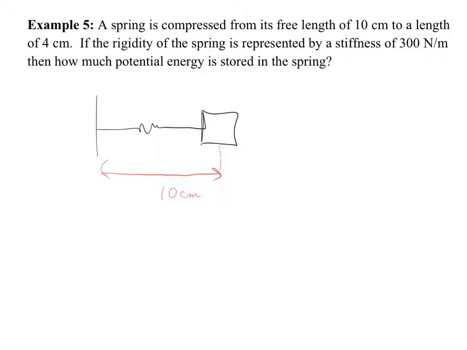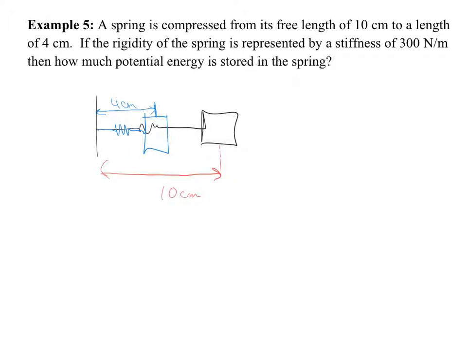And even if it did say compressed, how would you know it's compressed? What's the new length of the spring? 4, and 4 is less than 10. So now the spring has been pushed back. I'll draw it in blue. Now it's there, and now the length from here to here is 4.